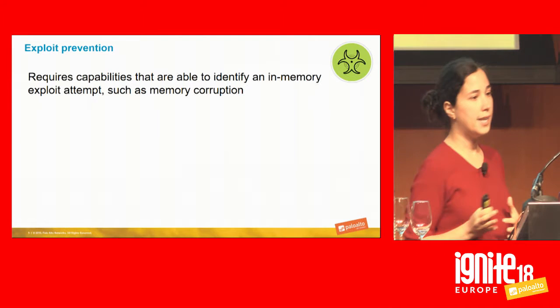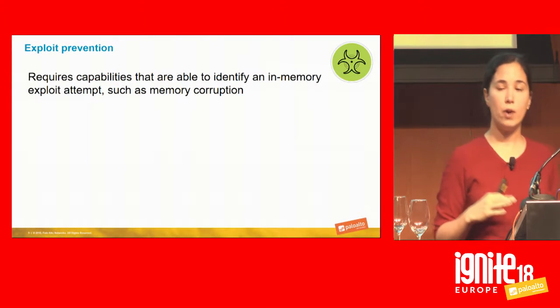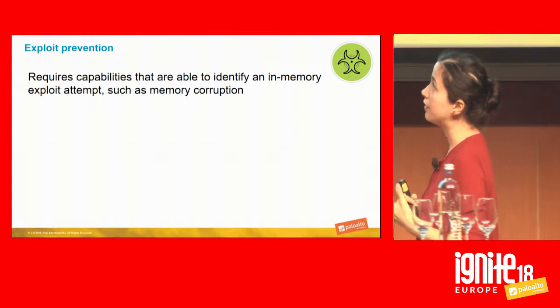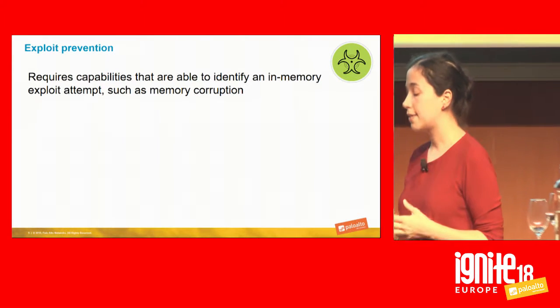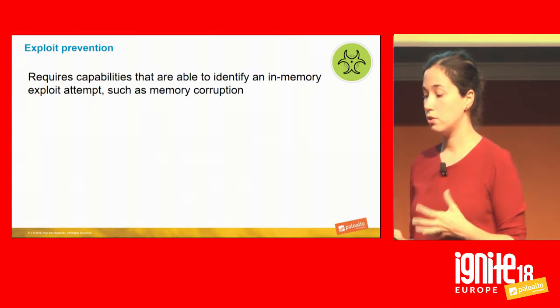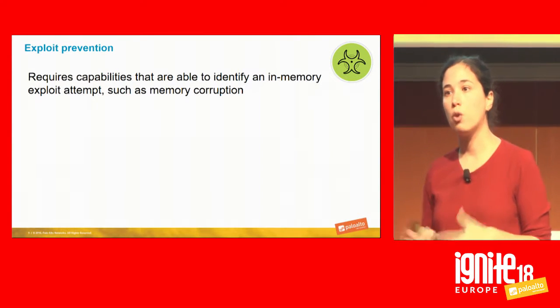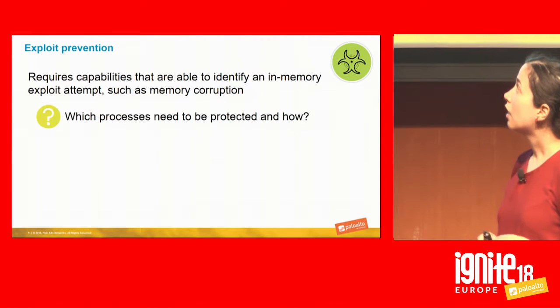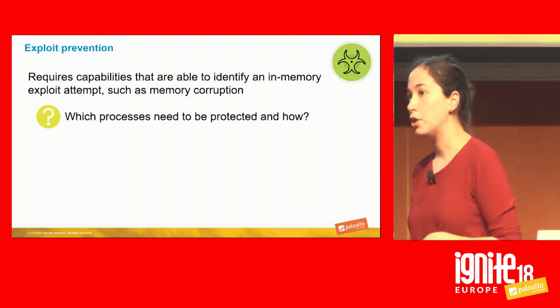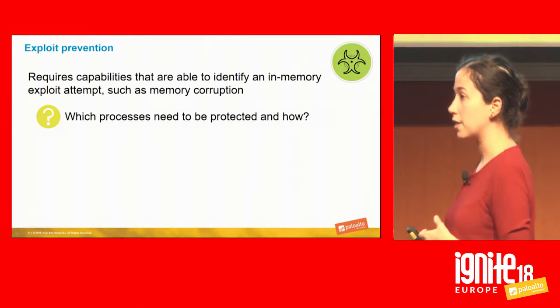So understanding now how exploits work, and how the attackers think about it, let's think about what we need to have to be able to prevent exploits. And this is really a set of questions more than it is a set of answers. First, we need to think about which processes need to be protected. In your organization, it can be a specific set of processes.